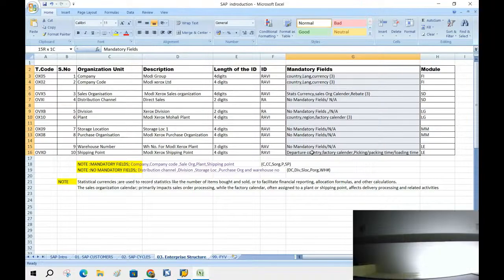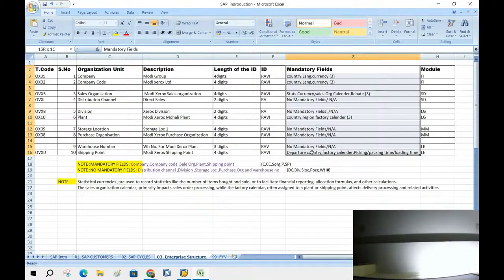So, what are the mandatory fields for company code? How many mandatory fields? Three mandatory fields: country, language, currency. Sales organization: statutory currency, sales calendar, rebate. Distribution channel, no mandatory field. Division, no mandatory field. Plant has three mandatory fields, which are country, region, factory calendar.